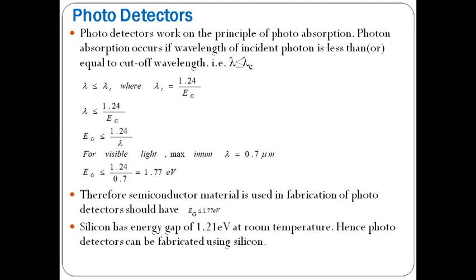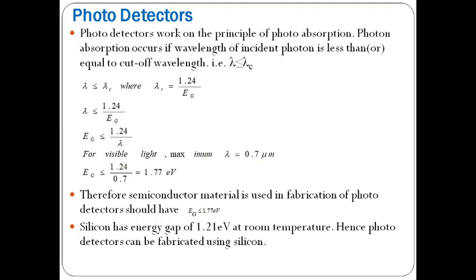Today we will discuss about the overview of photodetectors and working of photodiode. These photodetectors are light sensitive devices which convert the light signal into electrical signal. They work on the principle of photo absorption. These detectors absorb the light energy and convert it into the electrical signal.